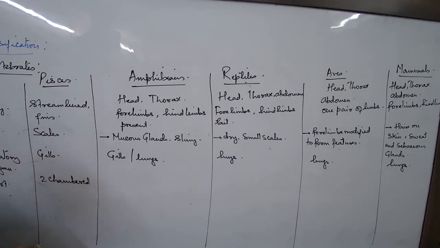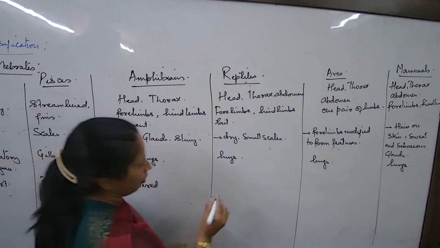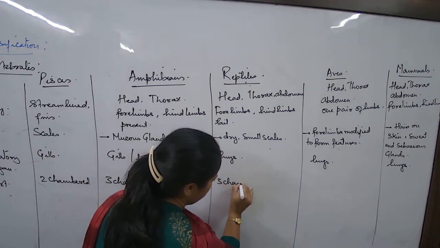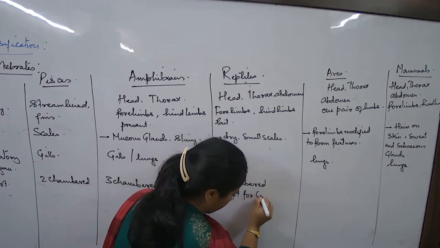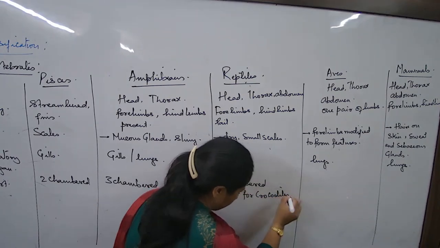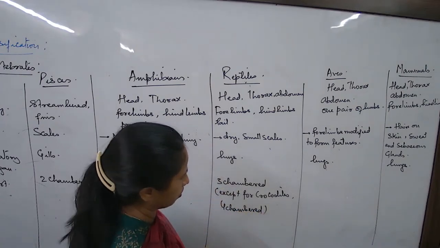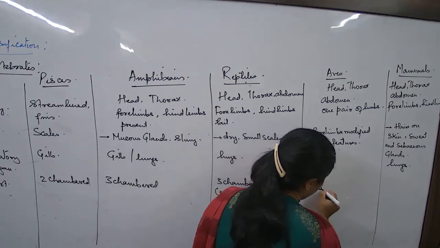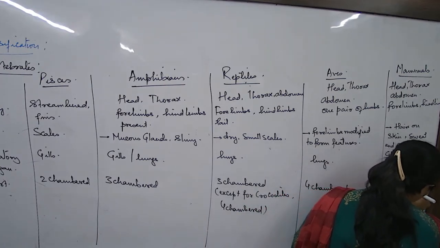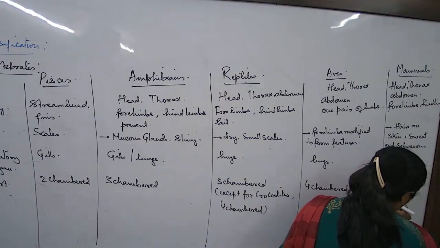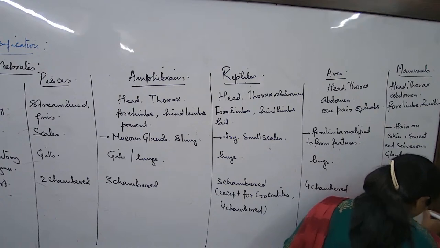Pisces, two chambered. Amphibians, three chambered. Reptiles, three chambered, except for crocodiles, which have four chambered hearts. Aves, four chambered. Mammals, of course, four chambered. What are the names of the chambers? Auricles, upper chambers; lower chambers are known as ventricles. That's it.